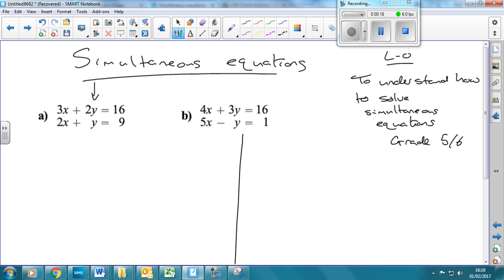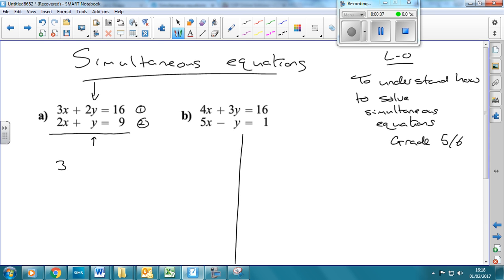So we're going to concentrate on getting the y's the same. Even if the x's are the same already, always concentrate on getting the y's the same. So we've got two equations here, number 1 and number 2. What we want to do is get the y's the same. At the moment we've got 2y and we've got 1y for this one. If I double the second one, I'm going to get 2y.